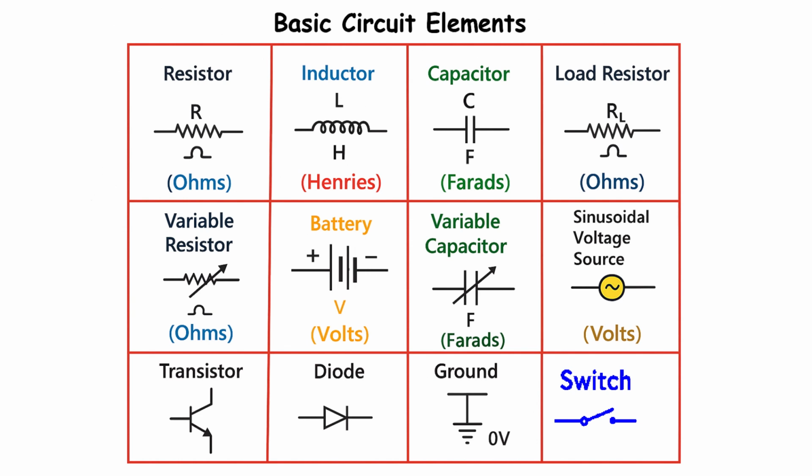And here we have another type of power source, the sinusoidal voltage source, also known as an AC source. Its symbol is a circle with a wavy line inside. This wavy line perfectly represents what it does. Unlike a battery, this source provides alternating current, also known as AC.